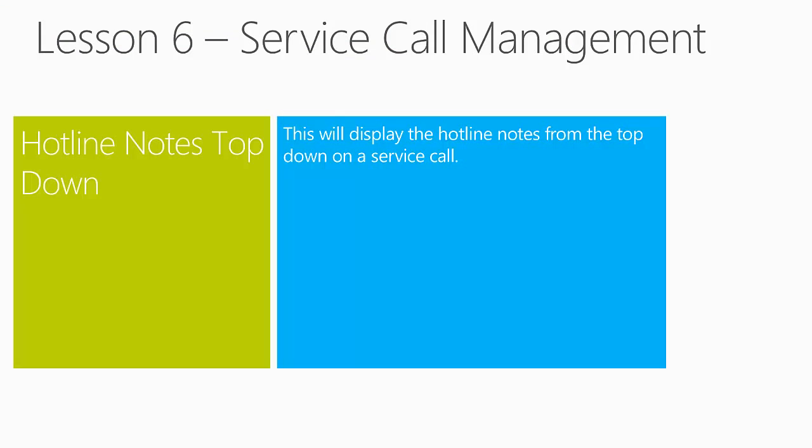The remainder of the lessons are coming to modules specifically within field service. Lesson 6, Hotline Notes Top Down. This will now display the hotline notes from the top down on a service call. In previous versions, the hotline notes appended to the bottom, and you would need to scroll all the way to the bottom to actually view the latest note.